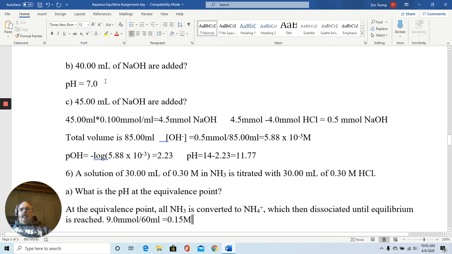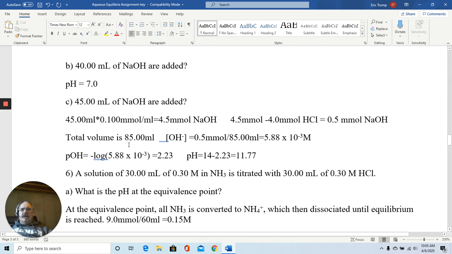Part B, we're at the equivalence point, so the pH is 7. Part C, we are beyond the equivalence point. So altogether, we've added 4.5 millimoles. And this has neutralized all of our HCl. So we'll have 0.5 millimoles remaining of sodium hydroxide.